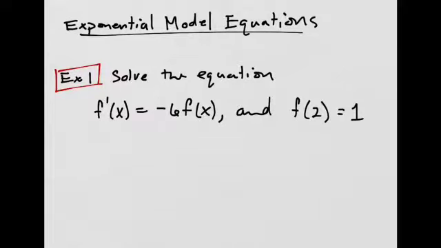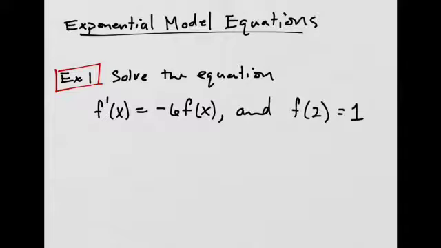I don't think you actually need an example for this one, but I'm going to do one anyways. The reason why they are called exponential model equations is because they model situations where things grow or change exponentially. A lot of population stuff is modeled by exponential equations. You maybe saw that in Algebra 2. But let's solve this, okay?